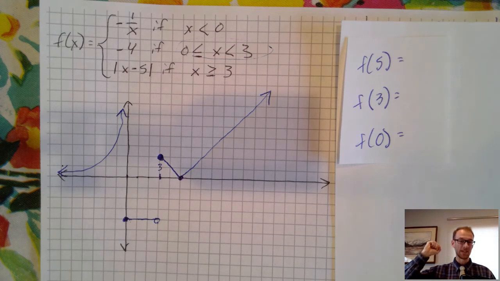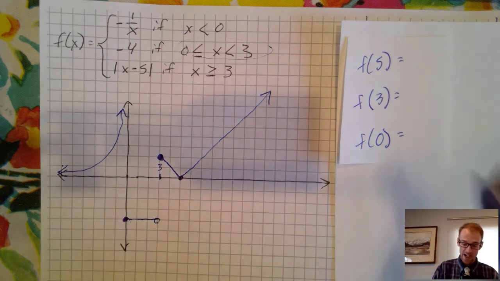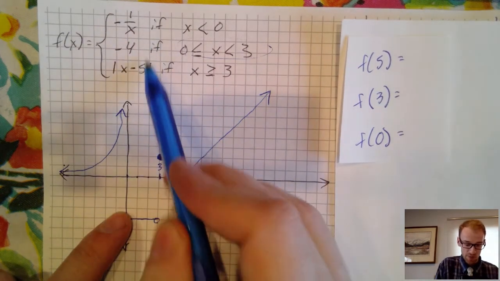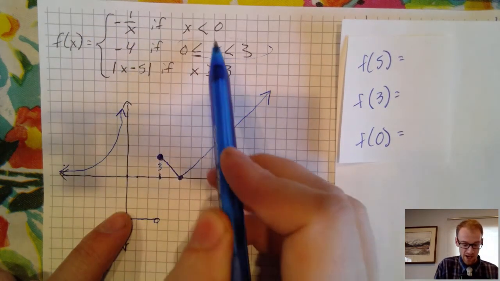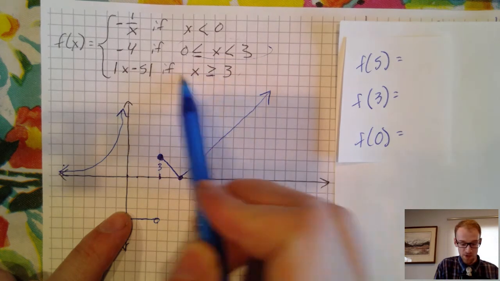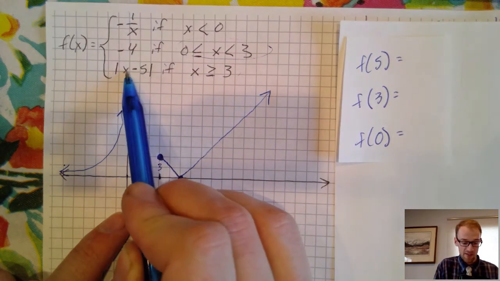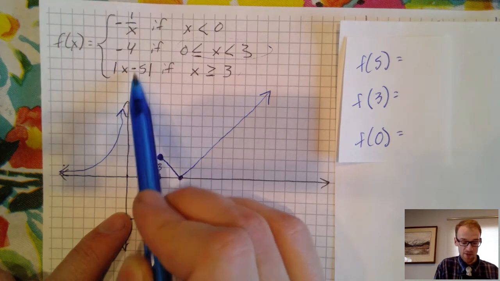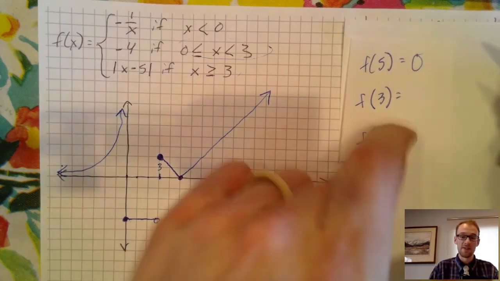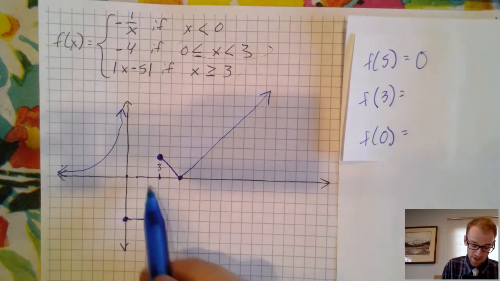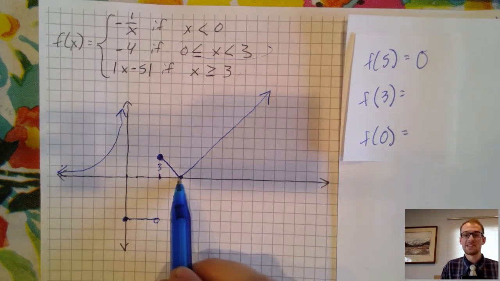Okay, did you get them right? Let's see. What is f of 5? Well, which of these functions do I plug 5 in for x? Well, 5 makes this statement true because 5 is greater than or equal to 3. So I could plug in 5 right here. 5 minus 5 is 0, and the absolute value of 0 is 0. So the f of 5 would be 0. You can also see that on the graph because for the x value 5, the y value is 0.